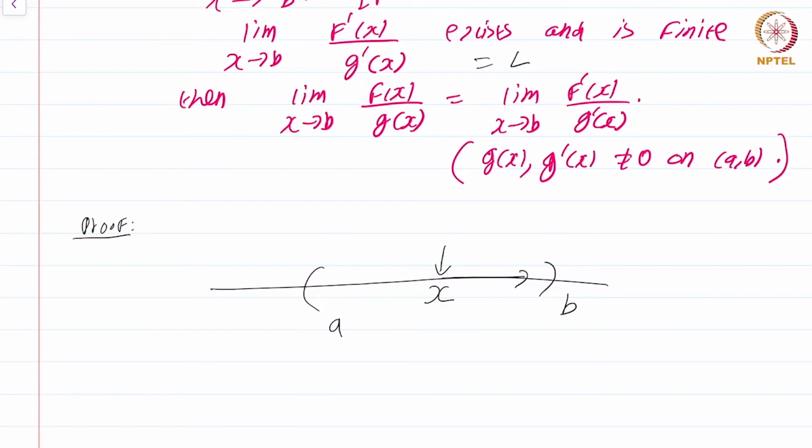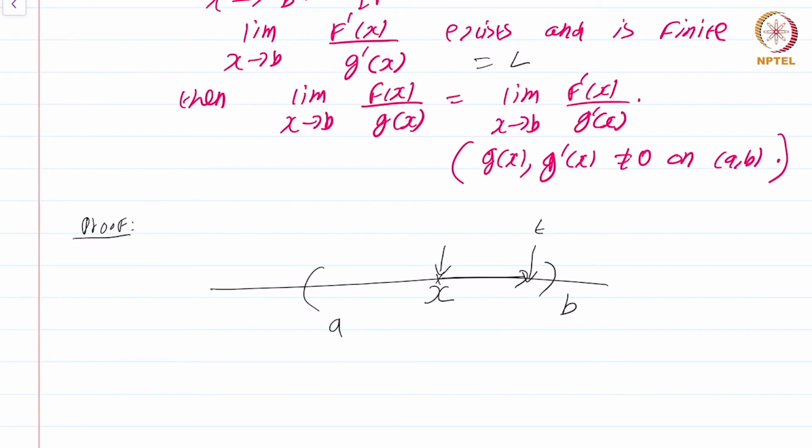What I do is, given this x, which is close to b, I choose another point t, which is much closer to b. This t will of course depend on x. Now, when you're very, very close to b, we know that f of t and g of t are going to be exceptionally small. In fact, by moving this t sufficiently close to b, we can make both f of t and g of t as close to zero as we desire.